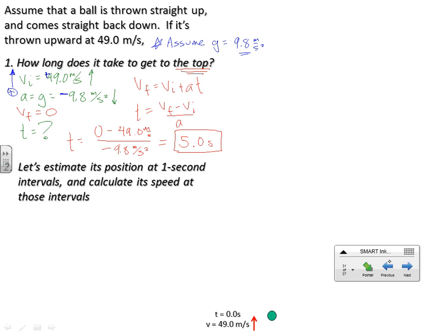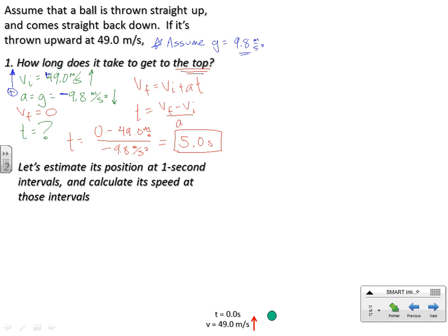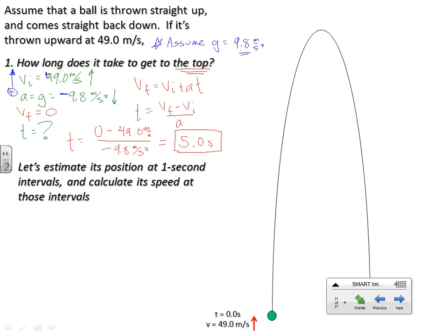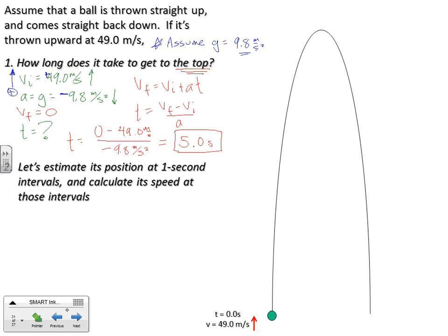So let's say now that this object is fired upward. It takes 5 seconds to get up to the top, and then it comes back downward. What we want to do here, like it says, is estimate its position at 1 second intervals and calculate its speed at those intervals. So we know for sure that it takes 5 seconds to get to the top.